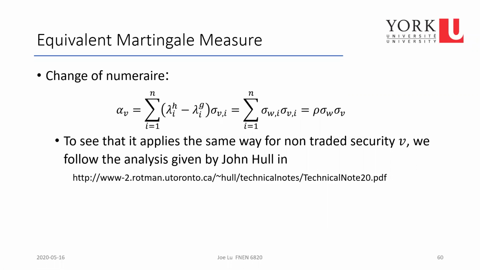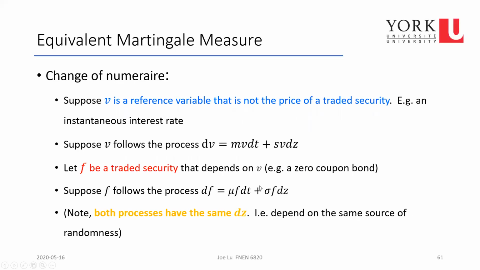Now, let's take a look at why that is the case. We're following an approach by John Hall in his technical note 20. This is the link you want to take a close look at. So basically, what we're saying is, suppose there is a random variable V, which follows a process like this. Now, V is not the price. For example, let's say we treat V as the interest rate, which is not the price, right?